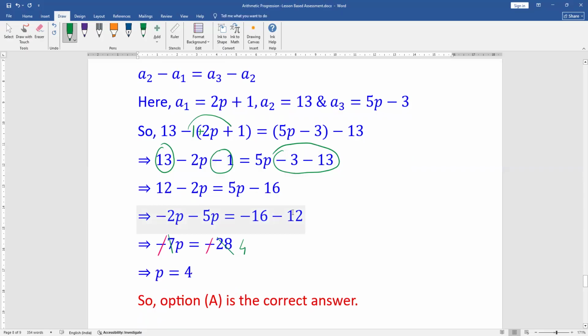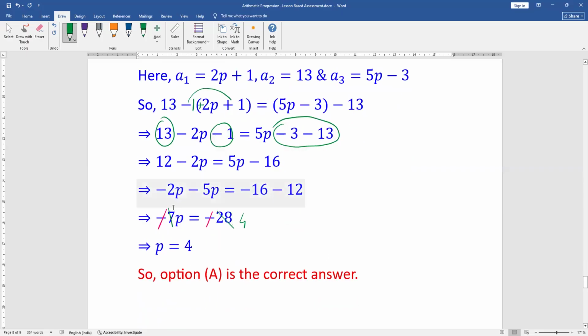Okay, so minus 16 minus 12. Then what we get? Minus 7p equals. Then we get minus 7p on one side. Then we get minus 28 on the other side.